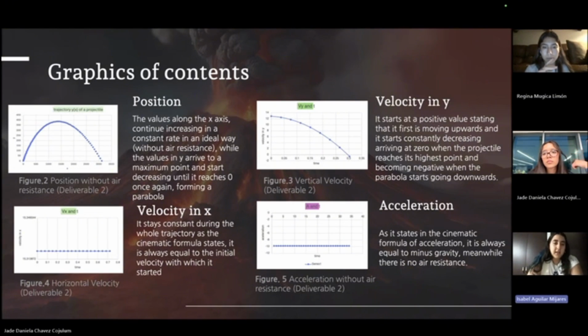Then in the velocity along the y-axis, we see that it starts at a positive value and then starts decreasing till it reaches zero. That is when the projectile hits its maximum height, and then it becomes negative, which means that the projectile started moving downwards. As for velocity in the x-axis, it always remains constant at the initial velocity because of what the kinematic formula of velocity states. As well as the acceleration, it is always constant and equal to the negative of gravity, which is minus 9.8.